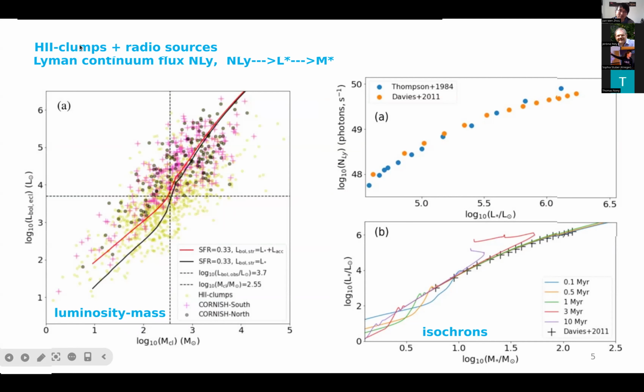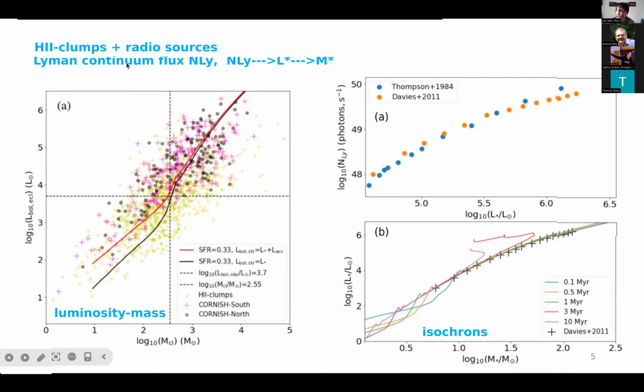And here we focus on those clumps with HII regions. These clumps represent the final stage of star formation in the clump and the first stage of those gas-free star clusters. So here we associate those clumps with HII regions with radio sources. So a clump can include several radio sources, and we focus on the most powerful one, which represents the most massive star formed in the clump.